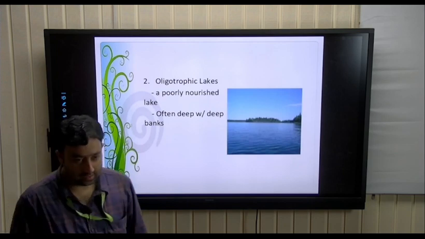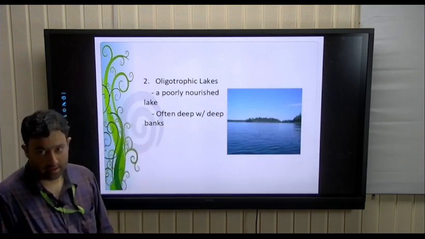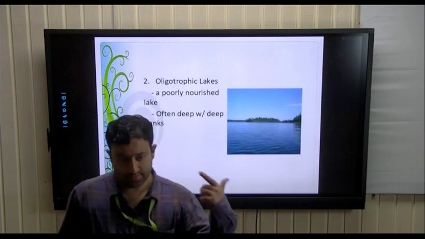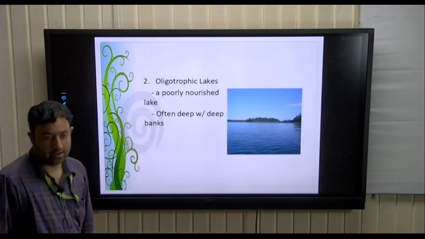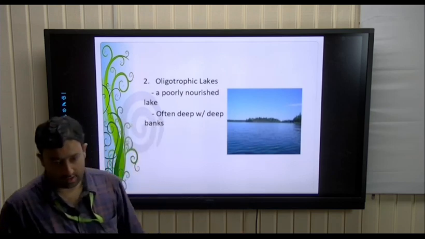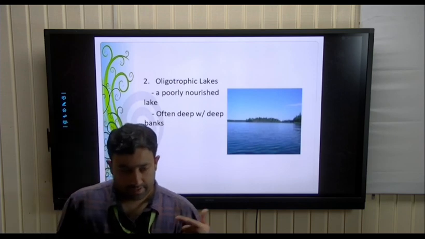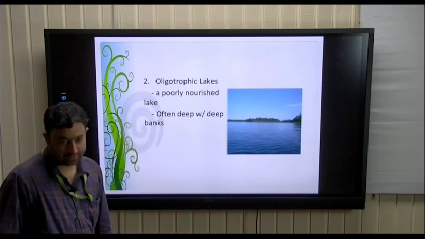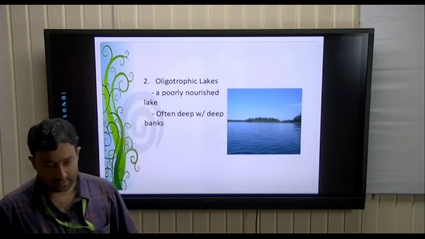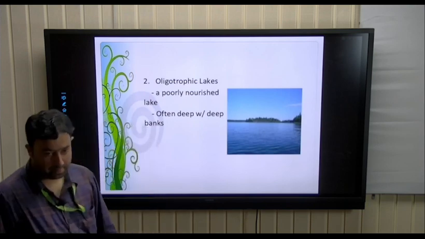Oligotrophic lakes. A poorly nourished lake, here the production is always unproductive. That means here the lakes are not fed with phosphorus or nitrogen, and the production is less. They are often deep.